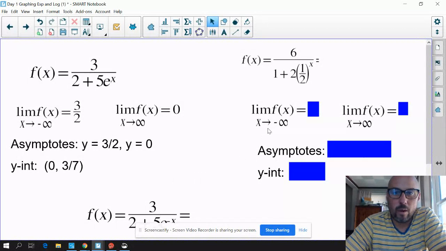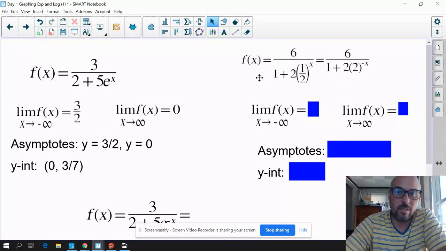Here, okay, so here this is different. Our base is a 1/2. And please realize that I could just make that a 2. I could flip it as long as I change the sign of my exponent. So if x becomes negative x, then 1/2 will become 2.